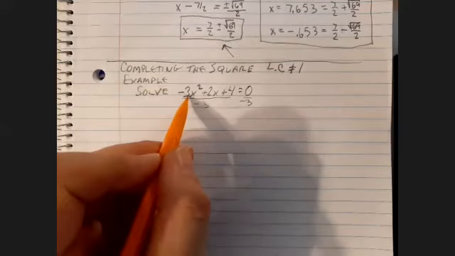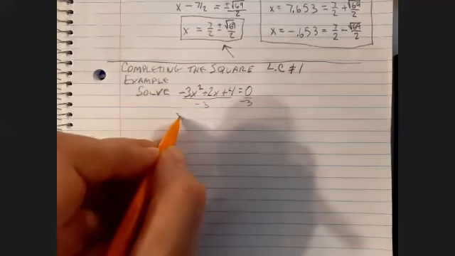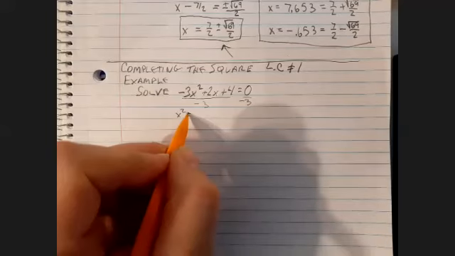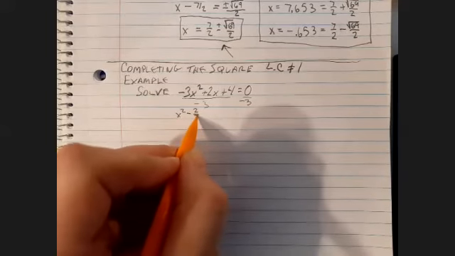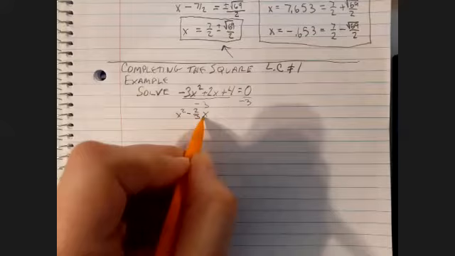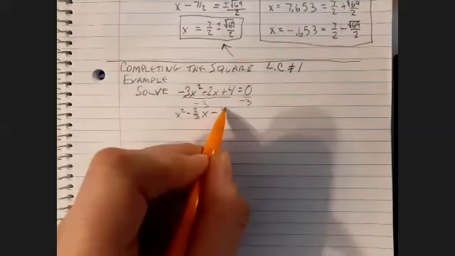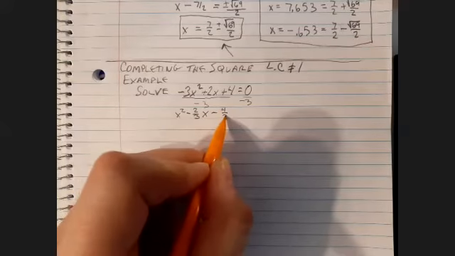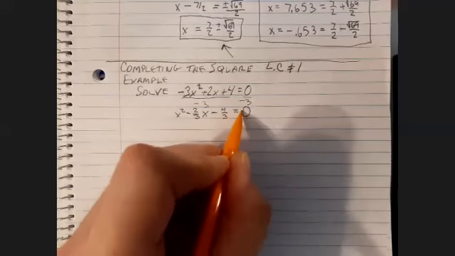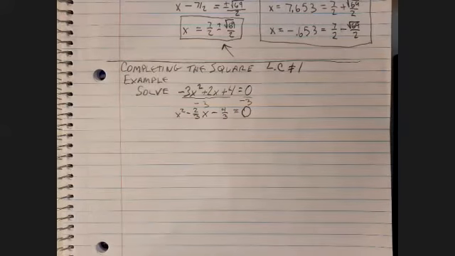So -3x squared divided by -3 is going to give you x squared. 2x divided by -3 is going to give you -2 thirds x, and 4 divided by -3 is going to give you -4 thirds, and 0 divided by -3, of course, is going to give you 0. Okay, so at this step, all we do is complete the square like we did before.